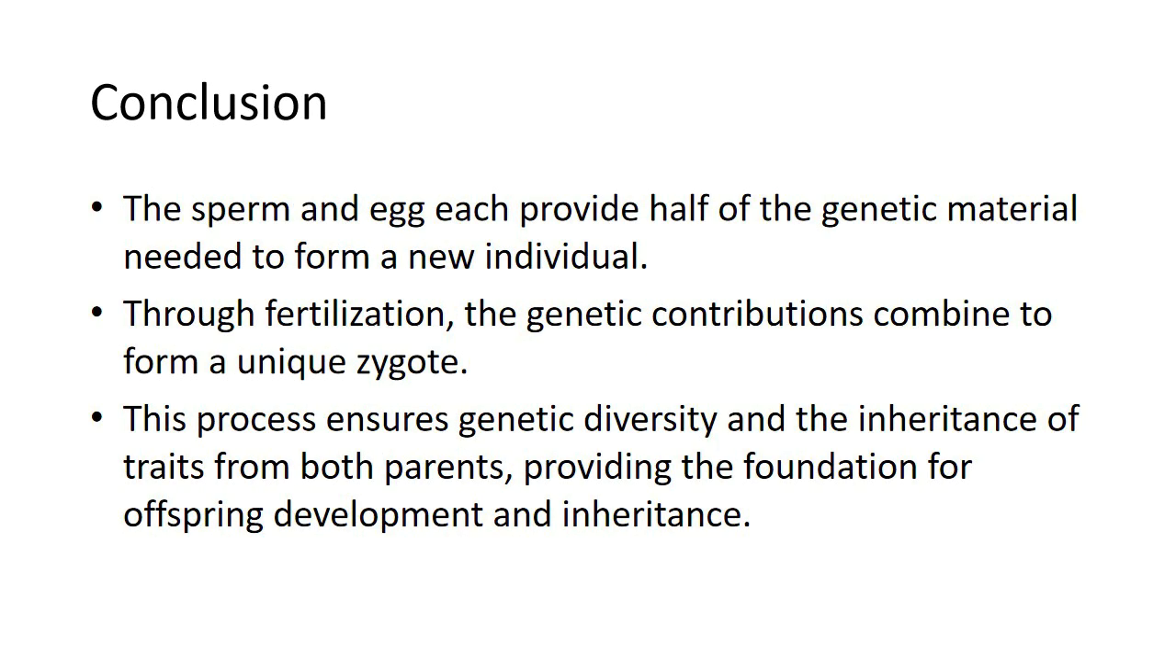Conclusion: sperm and egg cells are each haploid, containing half the genetic material needed to form a new individual. Through fertilization, the egg and sperm combine to form a zygote with a complete set of chromosomes, 46 chromosomes. The genetic contributions from both parents ensure that the offspring has a unique combination of genes, providing for genetic diversity through mechanisms like crossing over, independent assortment, and random fertilization.